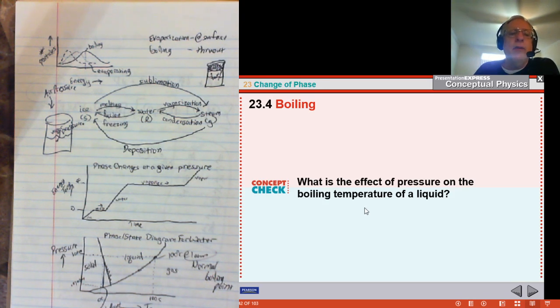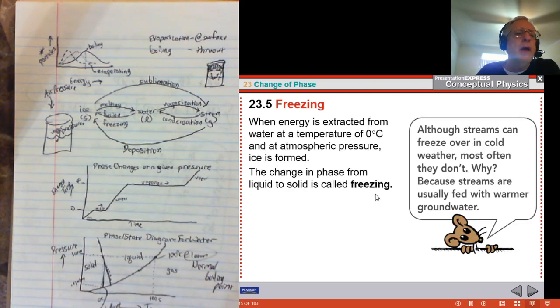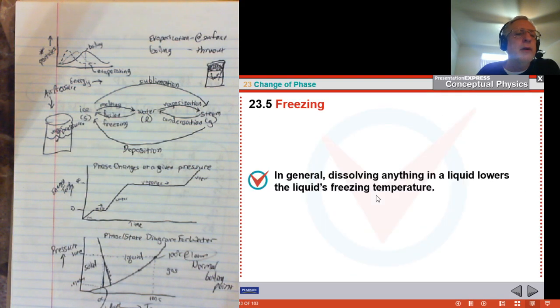So what is the effect of pressure on boiling temperature? Higher pressure, higher boiling temperature. Lower pressure, lower boiling temperature. All right.